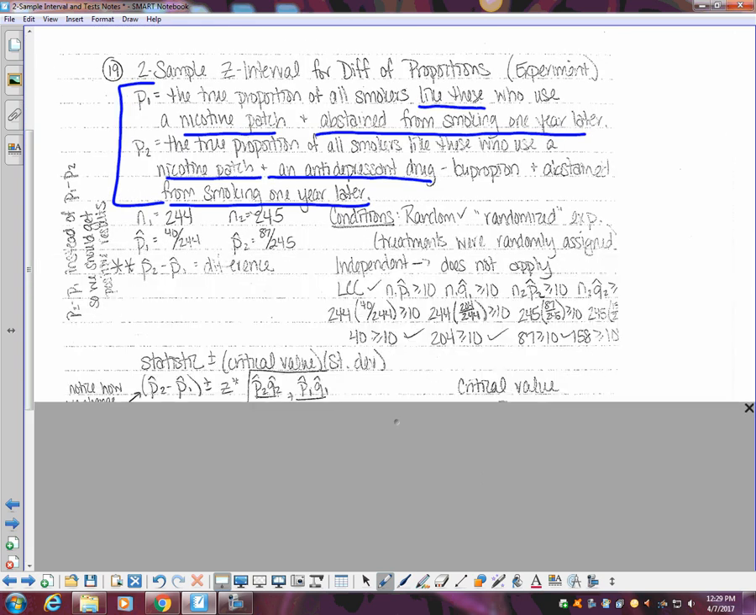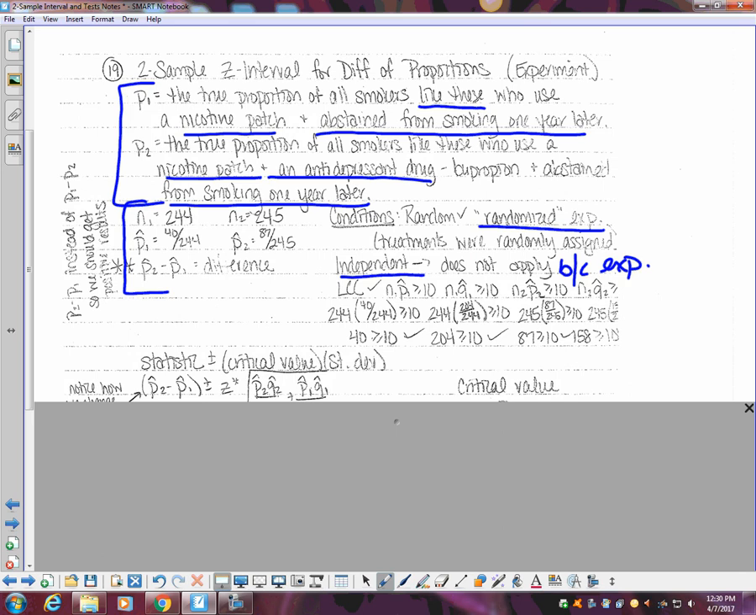Okay, conditions. Random, yes, because it was a randomized experiment. We randomly assigned them to the treatments. These people were not randomly picked. Independent does not apply because it's an experiment. Large counts condition, absolutely, easy, straightforward. Okay, then come over here. This is my little stats box. So I've got both my sample sizes. I've got p hat 1 and p hat 2.